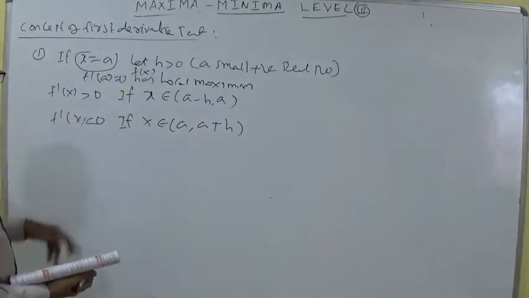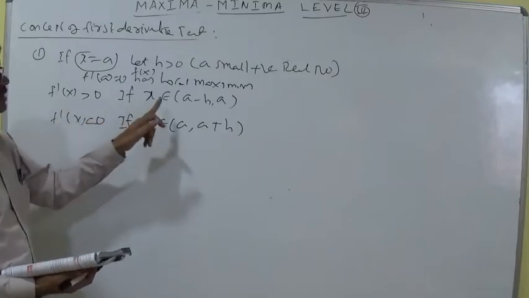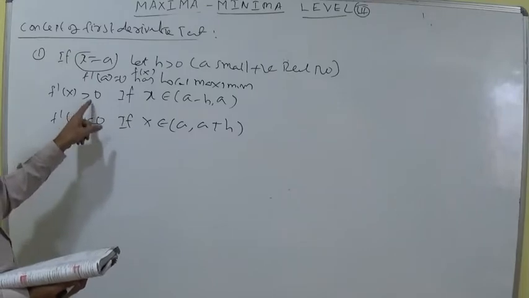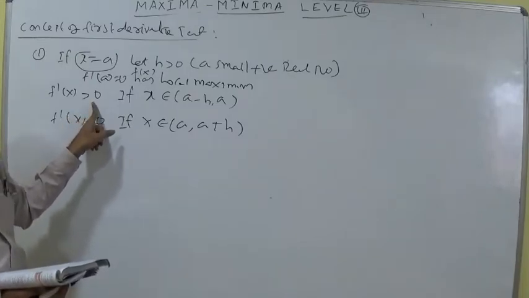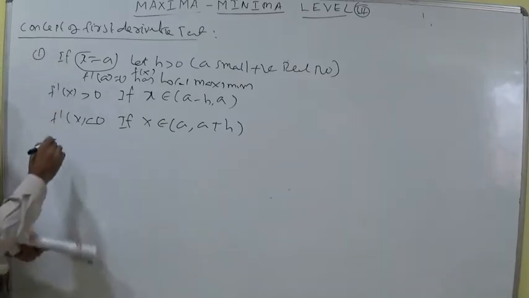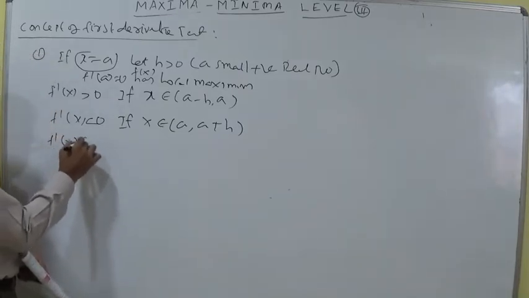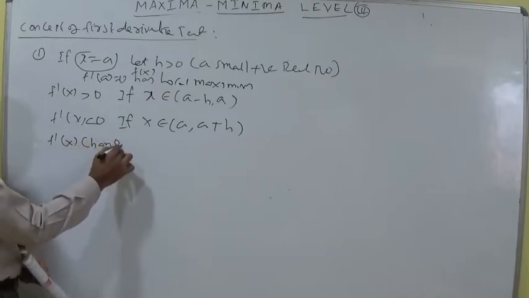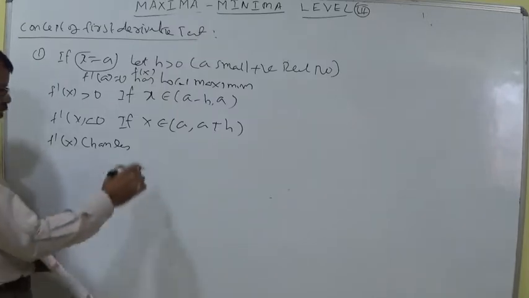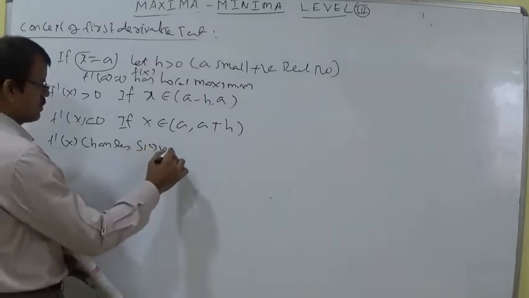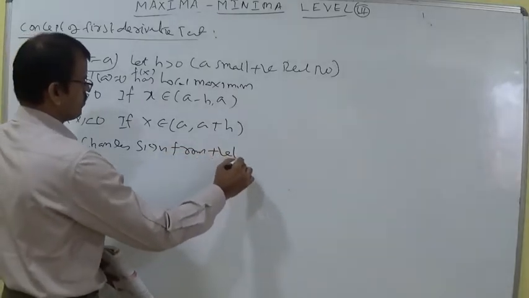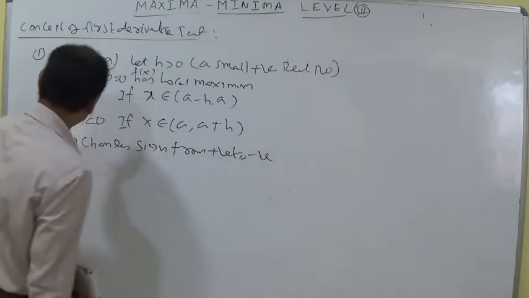Next step, if f dash x is greater than 0 for x belonging to a minus h, it means this is positive and this is negative. So the value is changing sign from positive to negative. Here we should write this as f dash x changes sign from positive to negative.